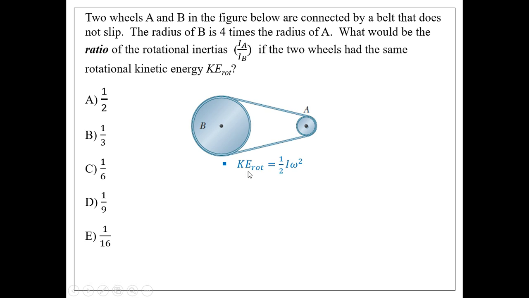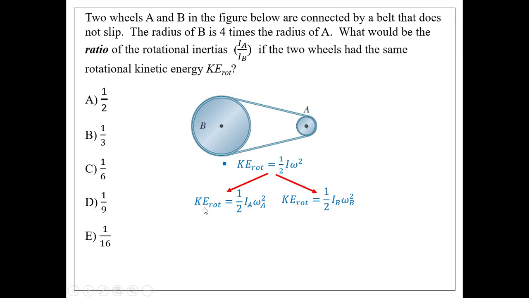Generically, the function for KErot is just 1/2 I omega squared. I'm just going to apply this function twice, one for wheel B, one for wheel A. So KErot for wheel A is just 1/2 IA omega A squared. And I'm going to do the same for wheel B. Same statement, except the subscript is B instead of A.